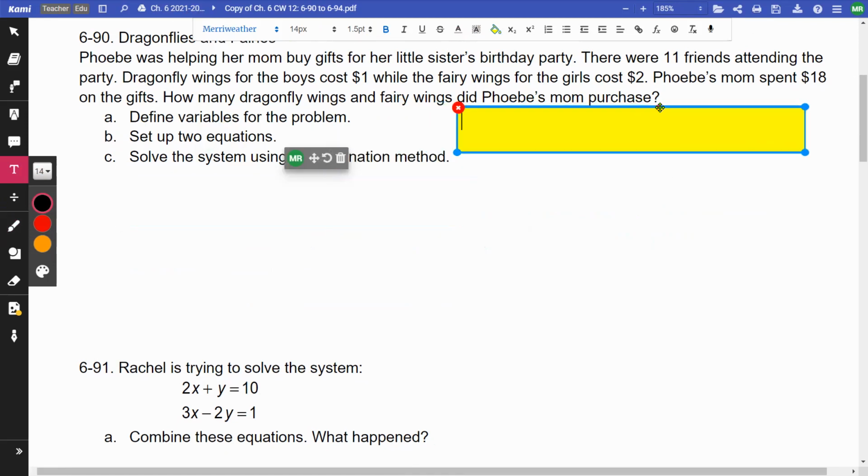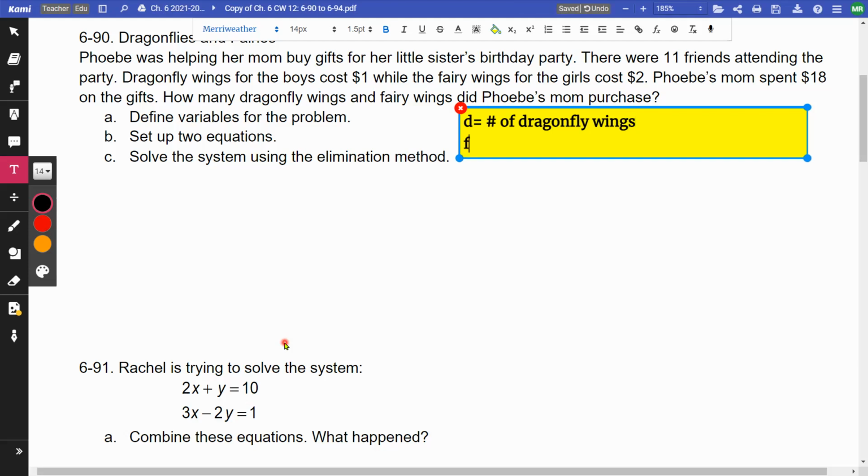How about for defining our variables? I'm going to have D equal number of dragonfly wings, because we want to figure out how many dragonfly wings and how many fairy wings. And I'm going to have F equal number of fairy wings.